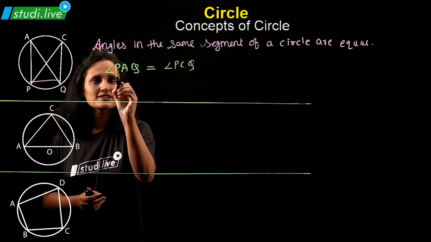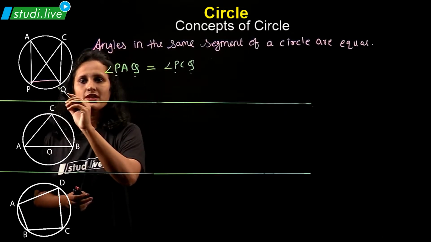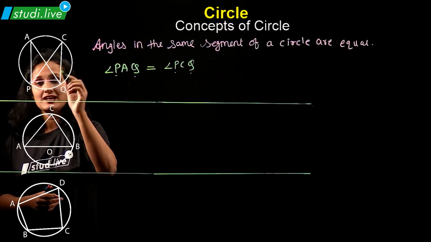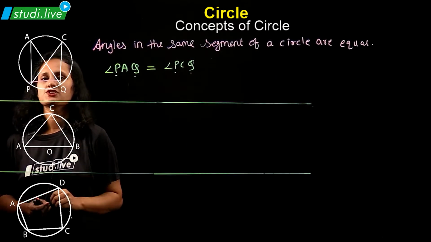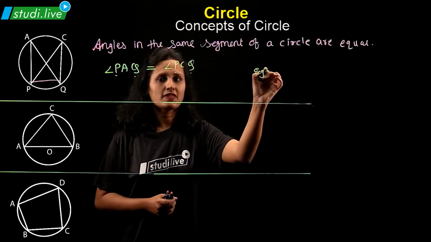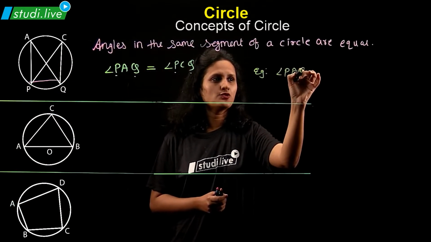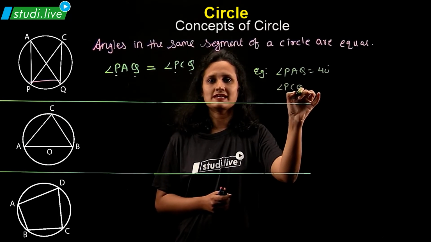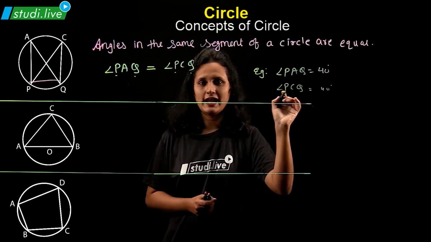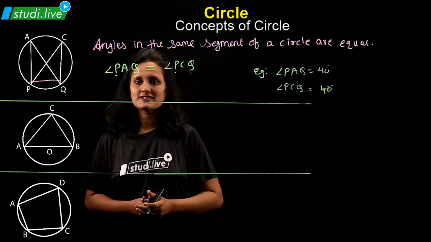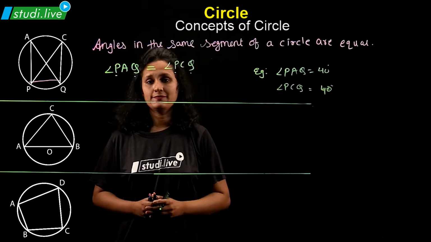See student, first and last point will be equal. Means chord PQ is forming angle A and angle C. So the measure of angle A and the measure of angle C will be equal. Suppose angle PAQ is 40 degree, then measure of angle PCQ will be 40 degree and the reason will be angles in the same segment of a circle are equal.